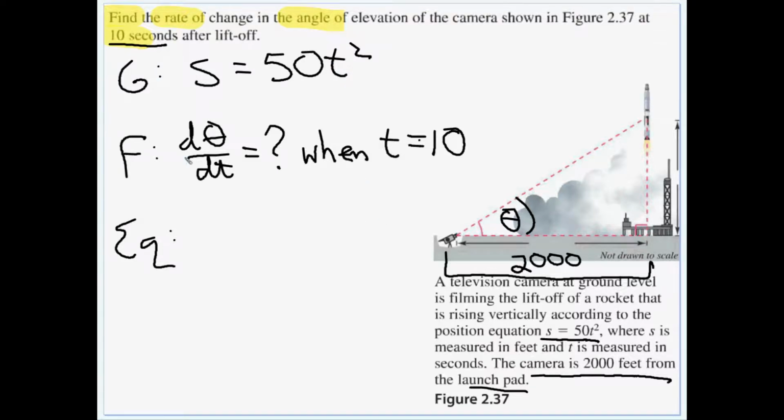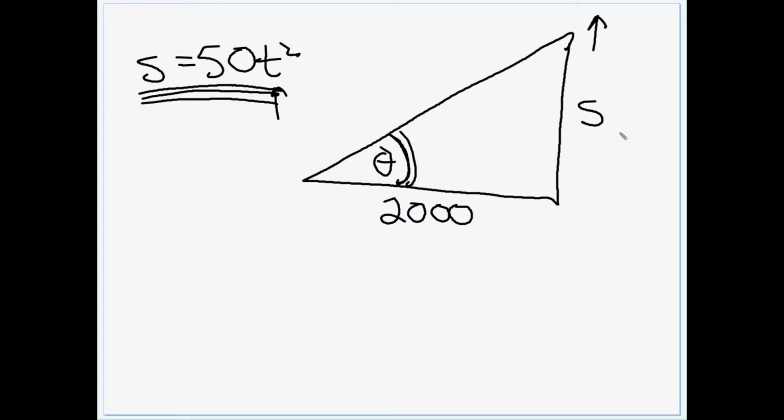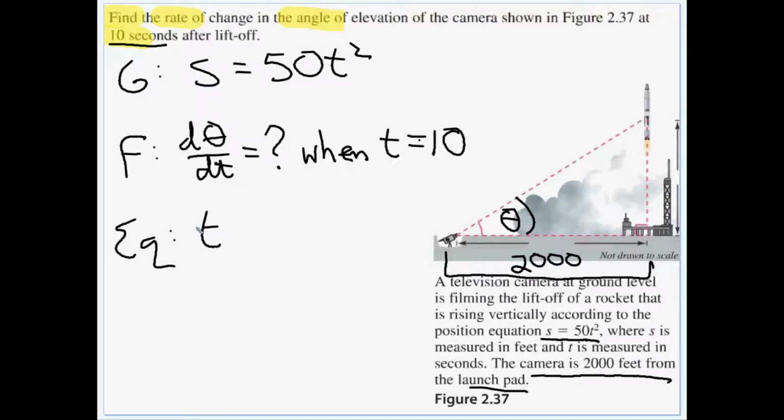Okay. The equation that we're dealing with, remember the equation, it needs to have a theta in it. So this is not going to be Pythagorean theorem. It's not going to be S equals 50t squared. We're concerned with the rate of change of an angle. So let's look at this. We got our angle here. Opposite side is S. Adjacent side is 2,000. What trig function deals with opposites and adjacents? Well, that's tan. The tan of theta equals S over 2,000.